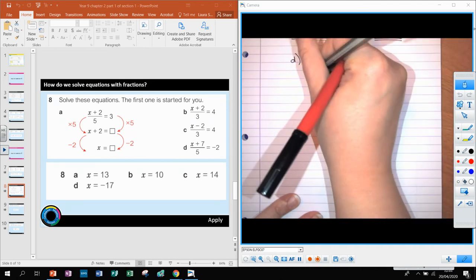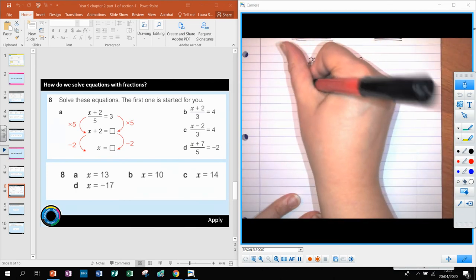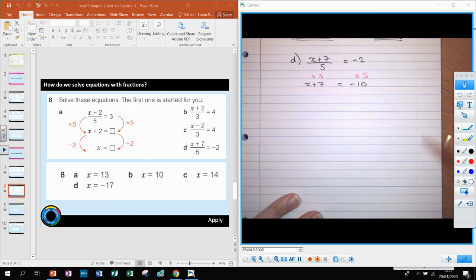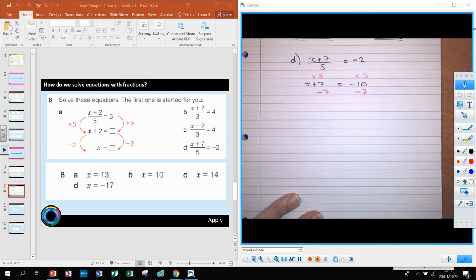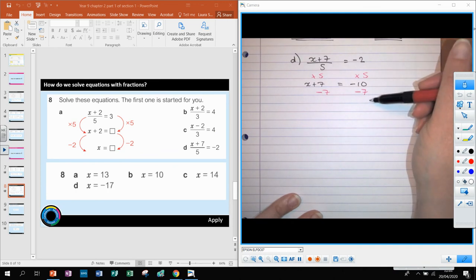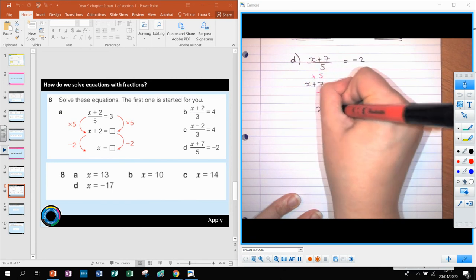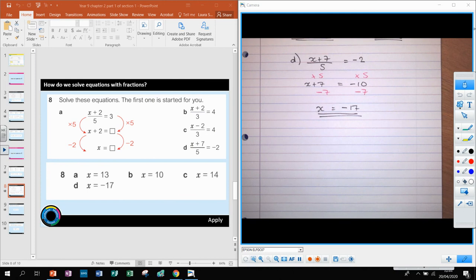And our very last one, part D, we had x plus 7 over 5 is equal to negative 2. So we multiply by 5 both sides, and that gives us x plus 7 is equal to negative 10. Okay, and then we're going to take away the 7 from both sides. Now careful here, if I'm at negative 10 degrees and I drop another 7 degrees, it's more negative. So we get x equals negative 17 as our final answer.